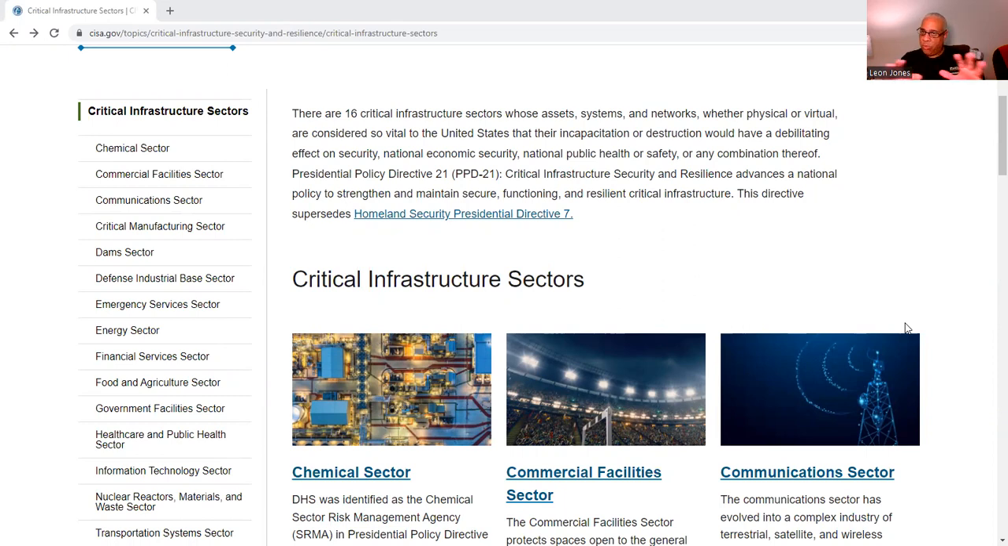Again, if something were to happen to one of these areas of infrastructure, it would affect security, national economic security, law enforcement, of course, public health. Now, the Presidential Policy Directive 21, known as PPD 21, Critical Infrastructure Security and Resilience, offers a national policy to strengthen and maintain secure, functioning, and resilient critical infrastructure. Now, this directive supersedes Homeland Security Directive 7.